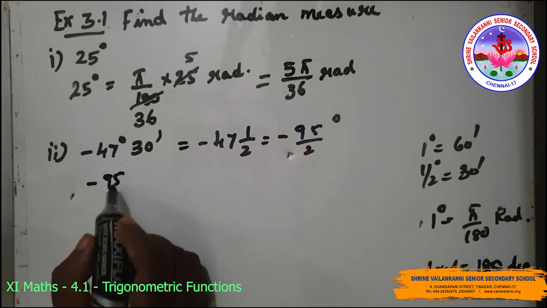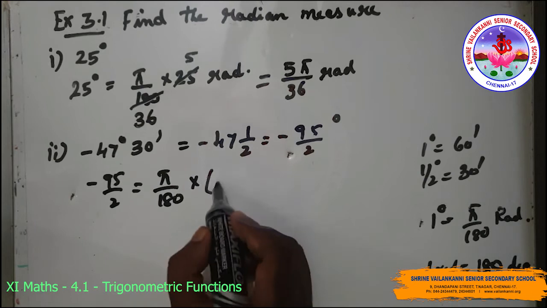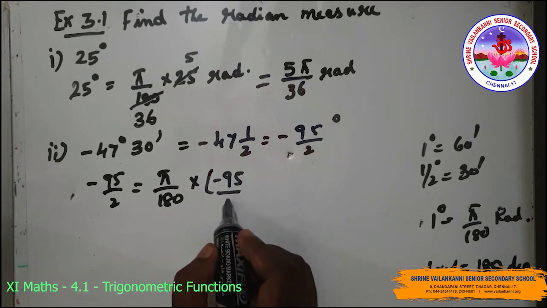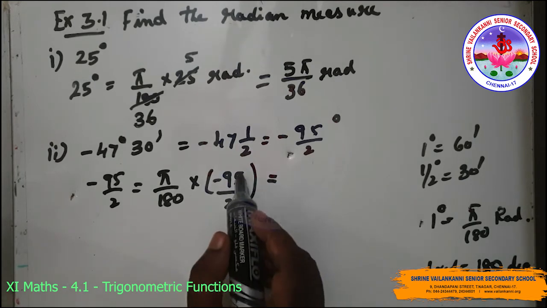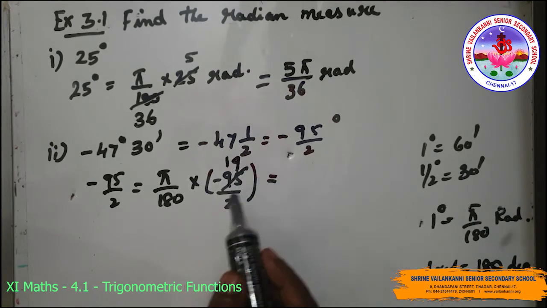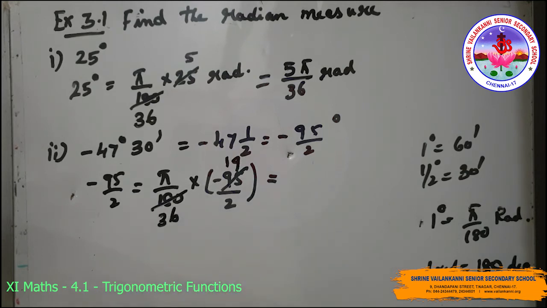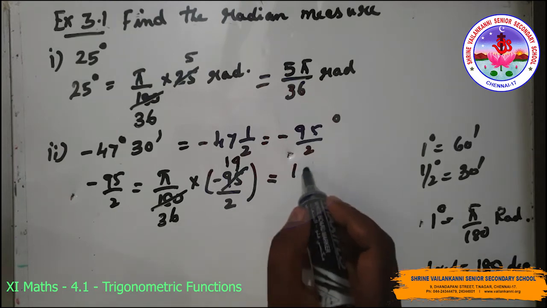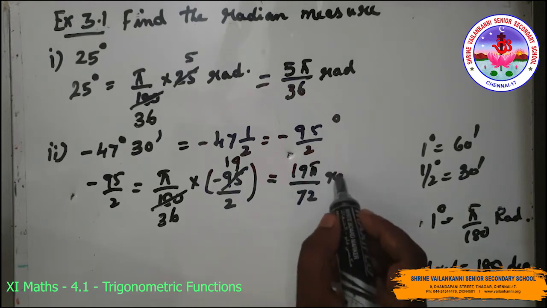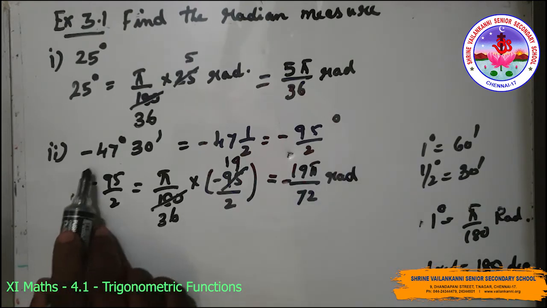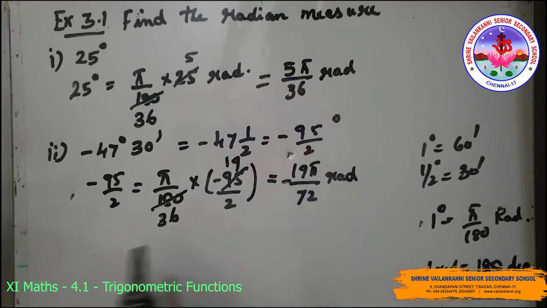So minus 95 by 2, which is equal to pi by 180 into minus 95 by 2, which is equal to 5 19s are 95, 2 times 18 is 36. So which is equal to 19 pi by 72 radians. So minus 47 degree 30 minutes is equal to minus 19 pi by 72 radians.